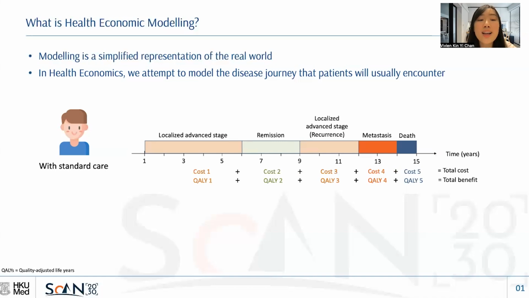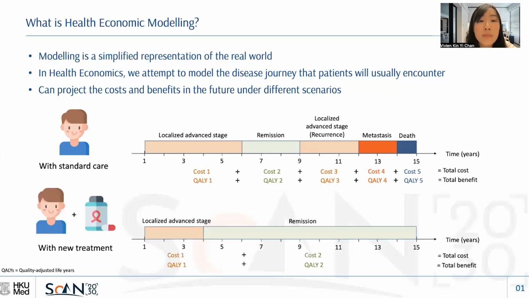And of course, not all the patients will exactly follow the same path. The beauty of economic modeling is that we can project the cost and health benefit of patients under different scenarios. Now imagine that we have another cancer patient who gets a new treatment. Possibly the health outcome of this patient could be much better because now he has received a new treatment, an effective and life-saving medication, so that the patient recovers and lives longer than expected.